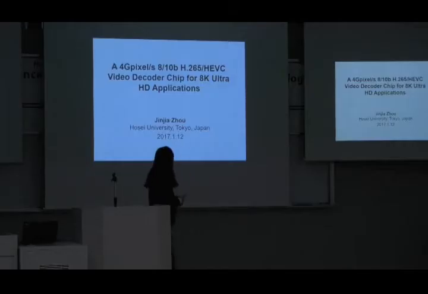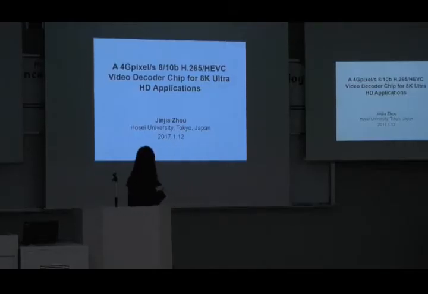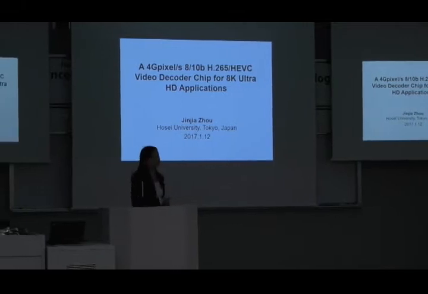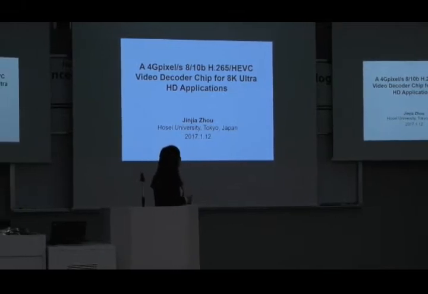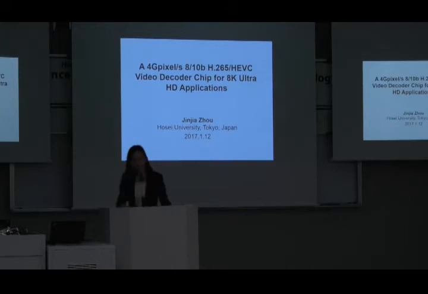And first of all, I would like to introduce our work. So I will talk about our work about a 4 gigapixels per second, 8-bit H.265 HEVC video decoder chip for the 8K Ultra HD application.